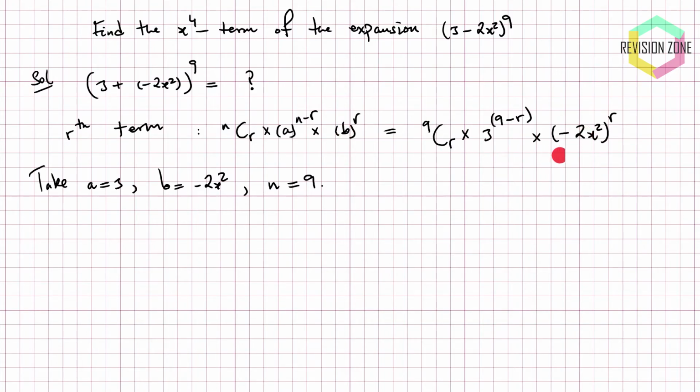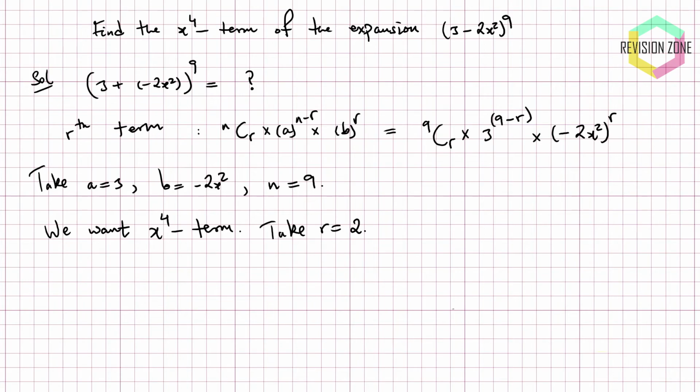Now we know that this is the general term, the rth term, but we want to choose r such that the term is x⁴. In other words, what value of r gives me x⁴ in the end? I've got a power to a power, and when I expand using laws of indices, they multiply. So the rth term gives me x to the power 2r. If I take r to be 2, I'm going to get the x⁴ term.